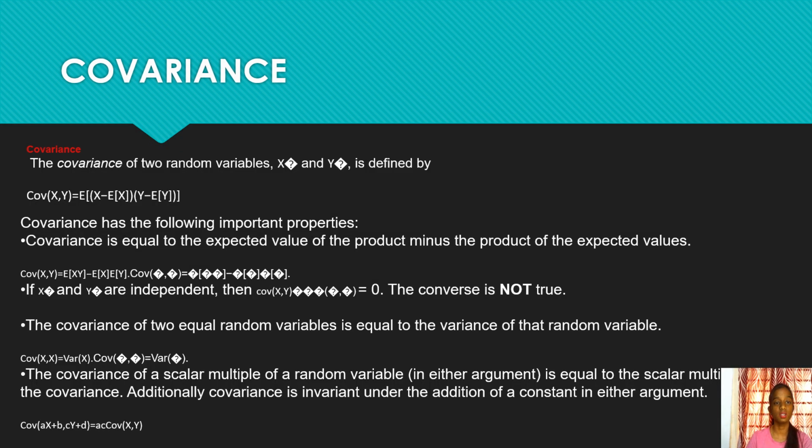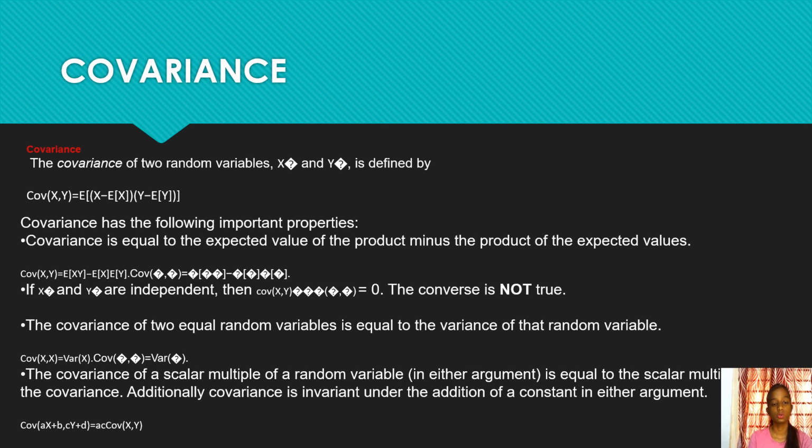So next we'll see what is covariance. The covariance of two random variables x and y is defined as Cov. Covariance of x comma y is equal to E of (x minus E of x) times (y minus E of y), close the bracket. So covariance has the following important properties. Covariance is equal to the expected value of the product minus the product of expected values.